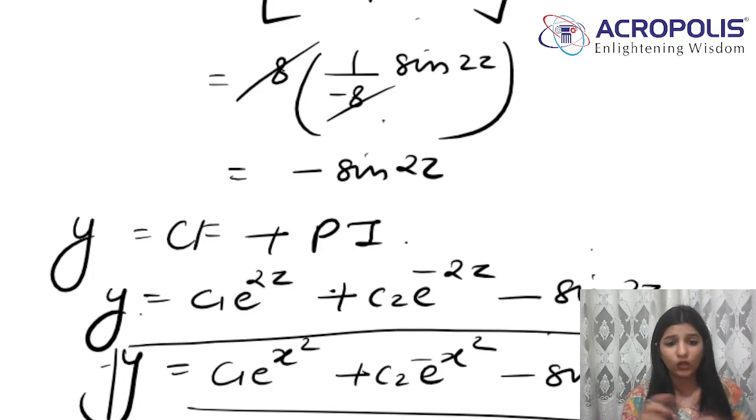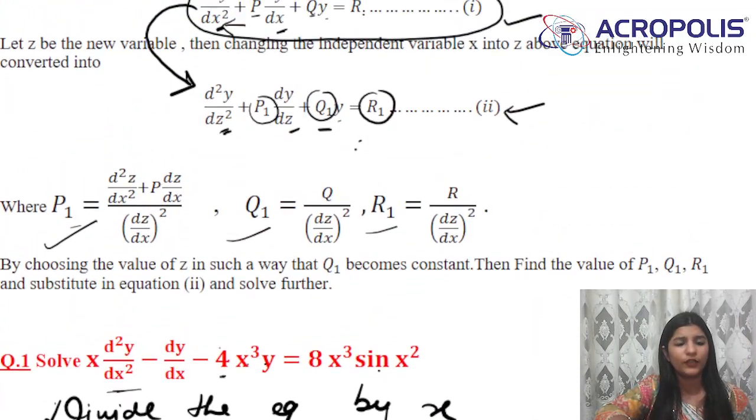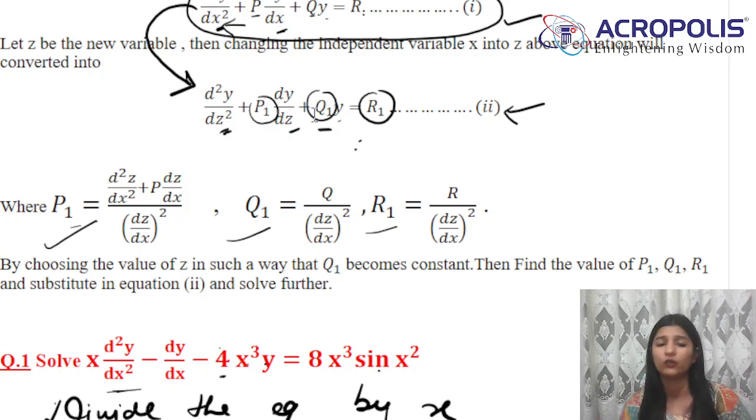So this is all about the concept of change of independent variable, where we are changing x into z by the equation number second. First we have to find the value of P, Q and R. Put the value of Q1 in this formula. Find out P1, Q1 and R1. Put all these values in equation second and find out the complete solution for y.